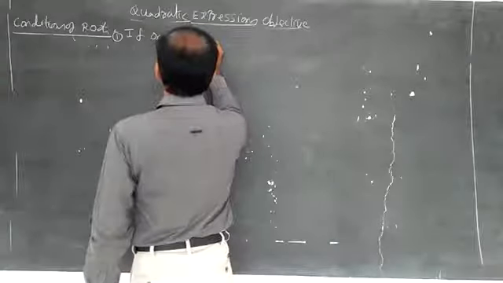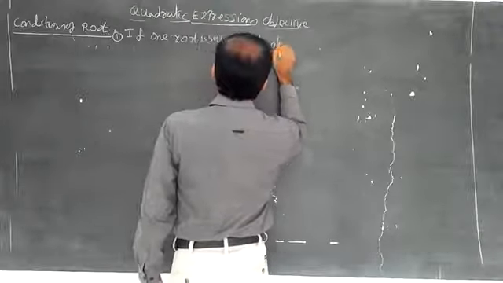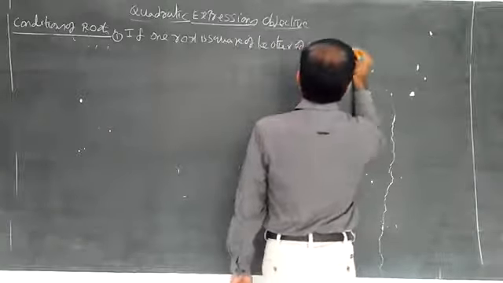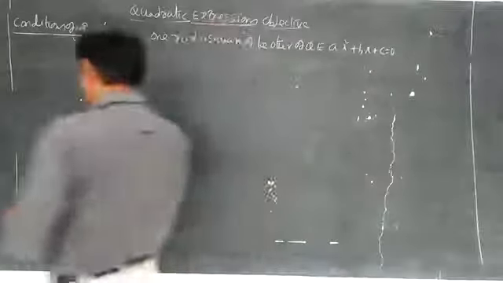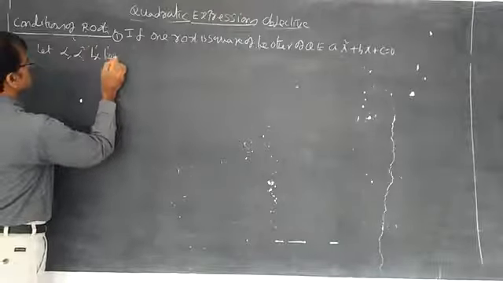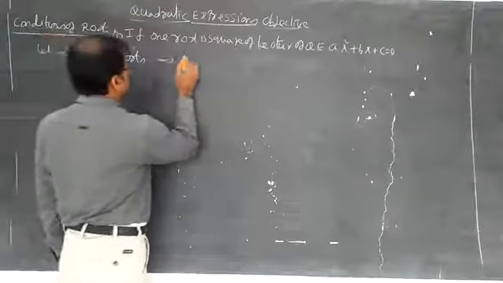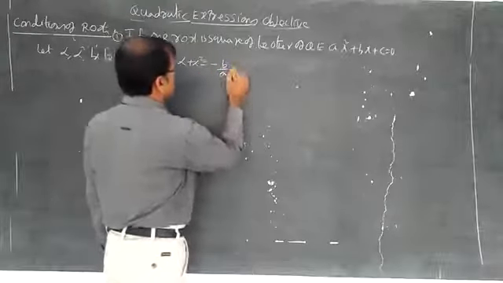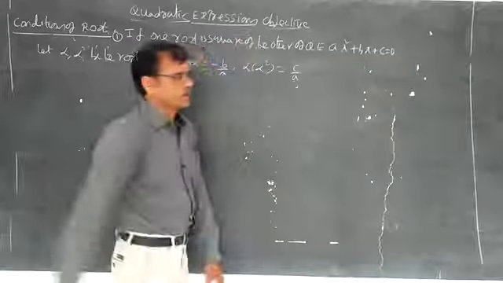If one root is the square of the other in the quadratic equation ax square plus bx plus c is equal to 0, let us consider alpha comma alpha square to be the roots. Now we can consider the sum of roots concept: alpha plus alpha square is equal to minus b by a, and the product of roots concept: alpha into alpha square is equal to c by a.